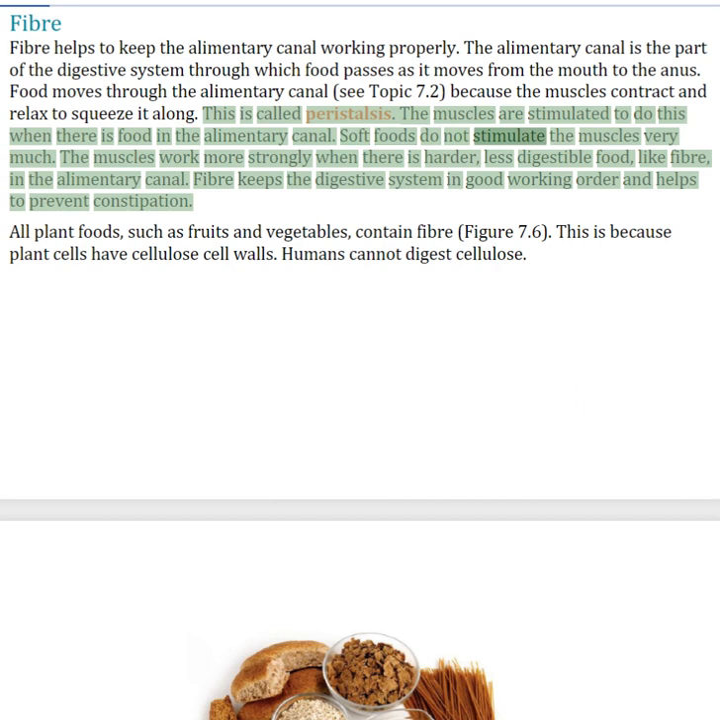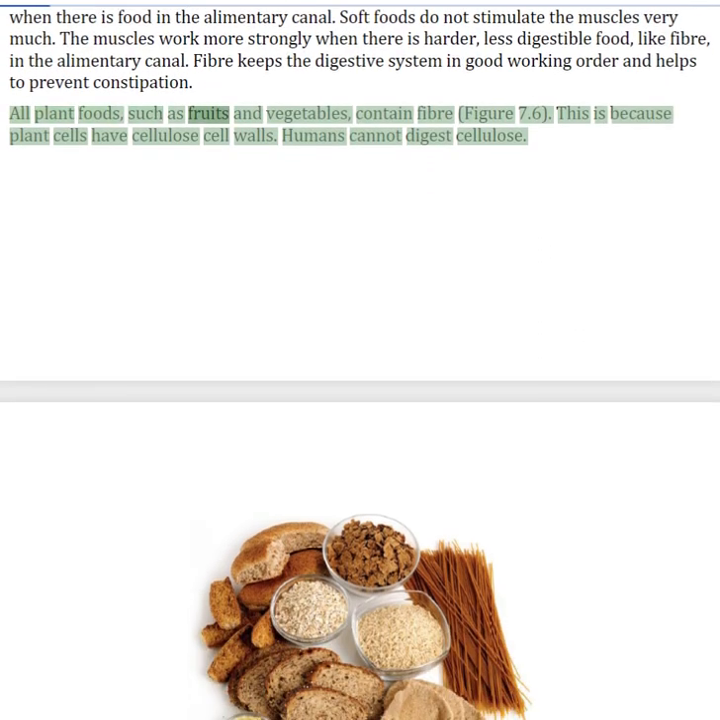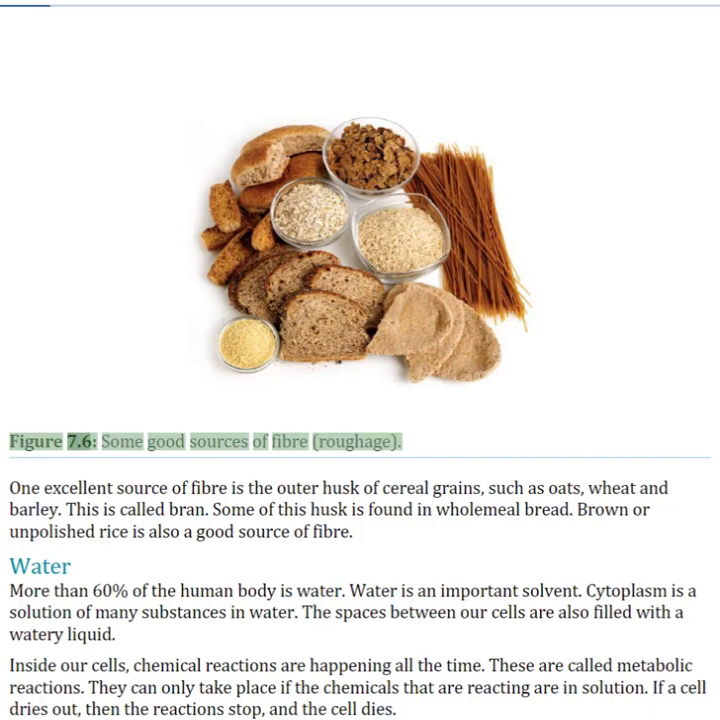Soft foods do not stimulate the muscles very much. The muscles work more strongly when there is harder, less digestible food, like fiber, in the alimentary canal. Fiber keeps the digestive system in good working order and helps to prevent constipation. All plant foods, such as fruits and vegetables, contain fiber. This is because plant cells have cellulose cell walls. Humans cannot digest cellulose. Figure 7.6, Some good sources of fiber.